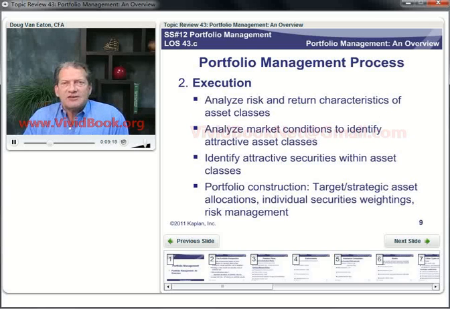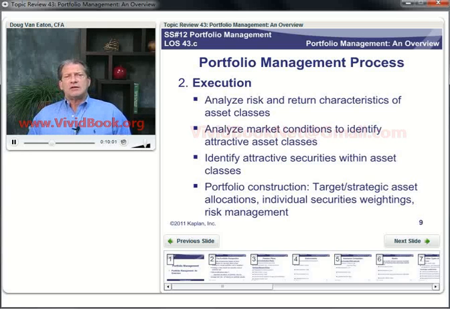Number 2, the execution. Now, once we've determined the needs and we've got a strategy in place, now we need to analyze the risk and return characteristics of the various asset classes. Look at the market conditions and possibly identify some of the more attractive asset classes. Within these asset classes, if we're pursuing an active management strategy, we can identify the securities that we think are best priced or offer the best returns given their risk characteristics. And then finally, we need to construct the portfolio. Now our asset allocation, we've got our target asset allocation.